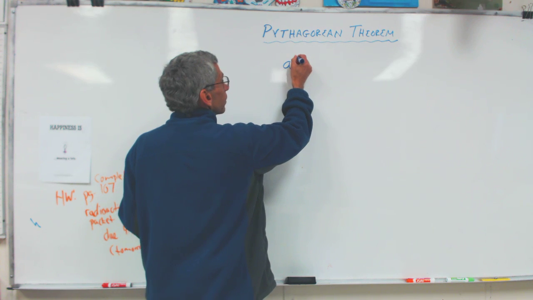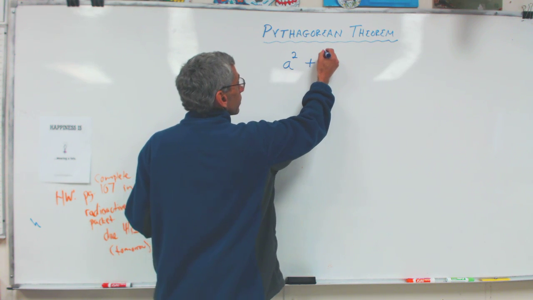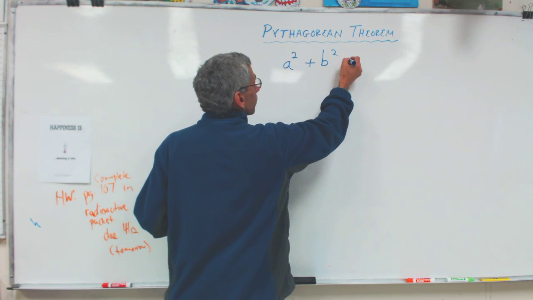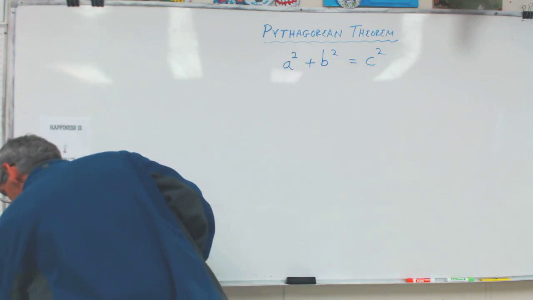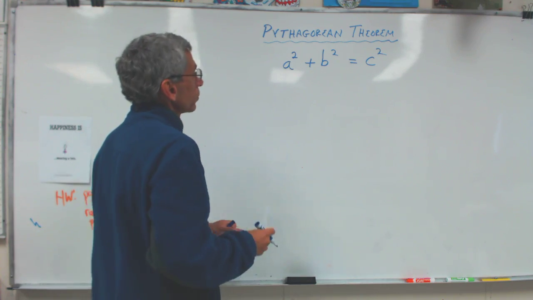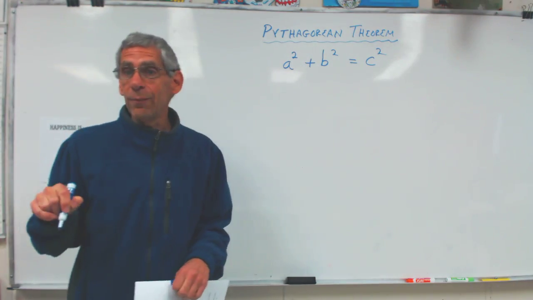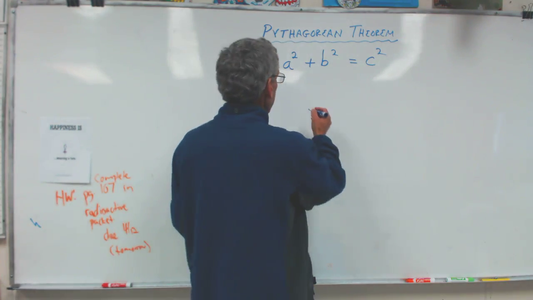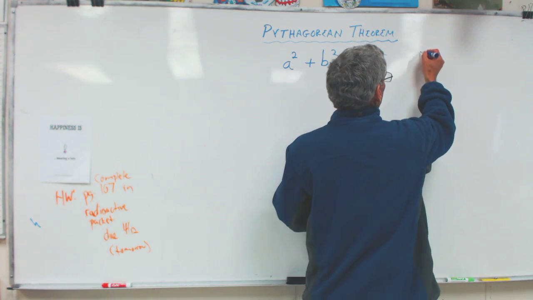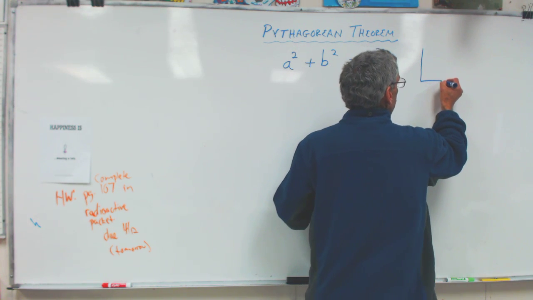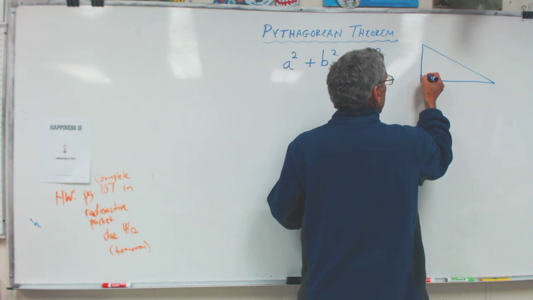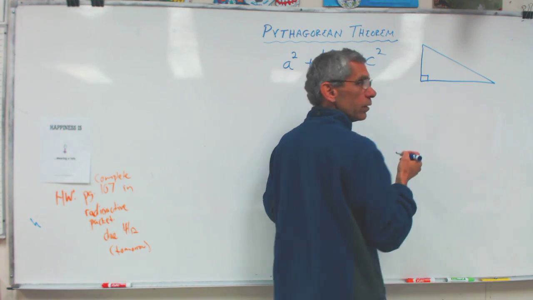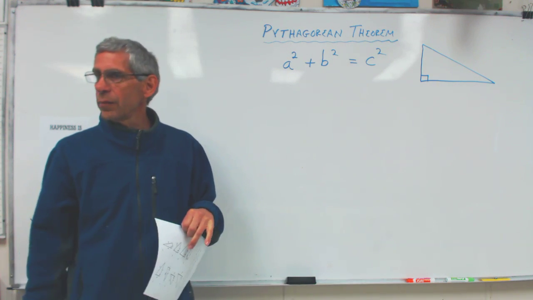A squared plus b squared equals c squared. Now we've got to understand what a, b, and c are. So if we have a right triangle, it's very important that it's a right triangle, meaning, you guys know what that means when I put a little square at the bottom corner?